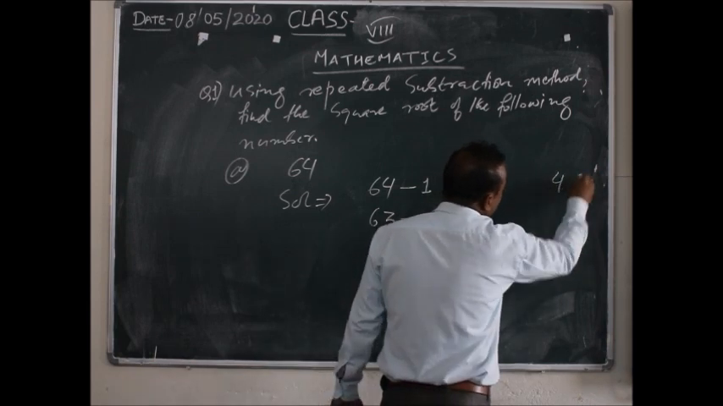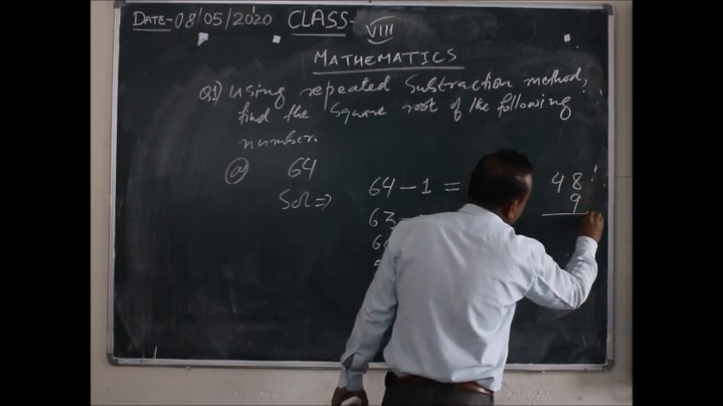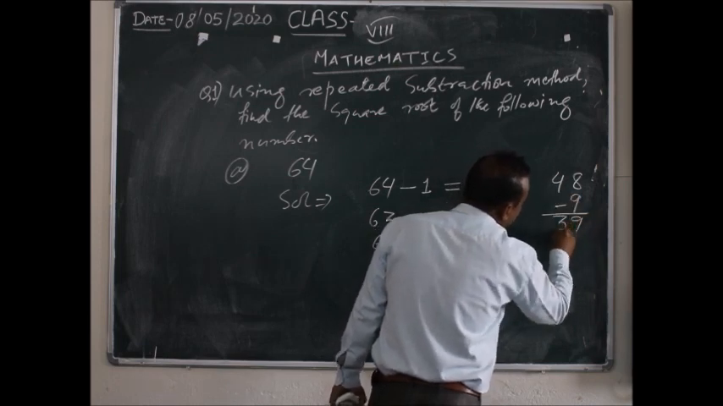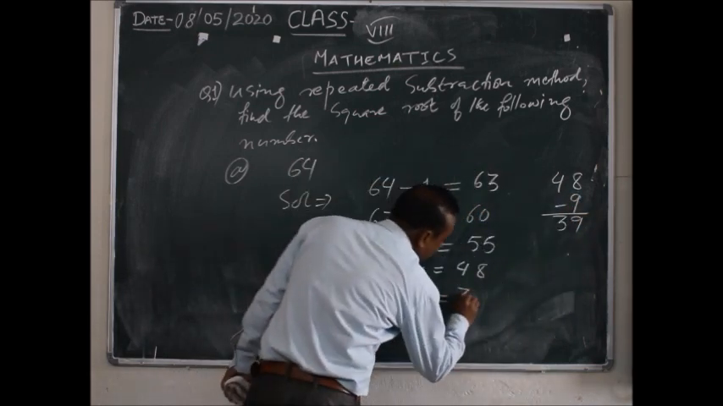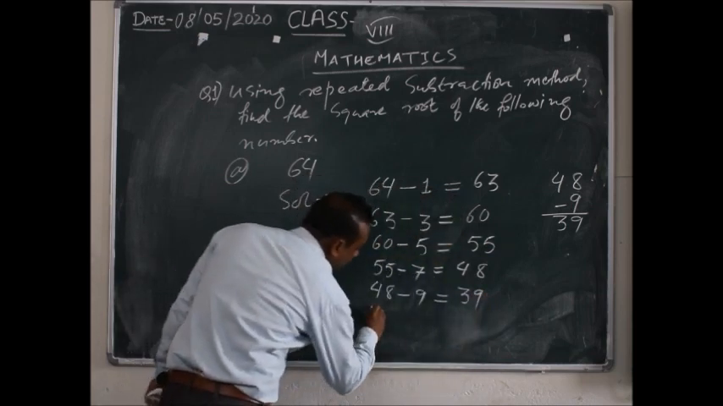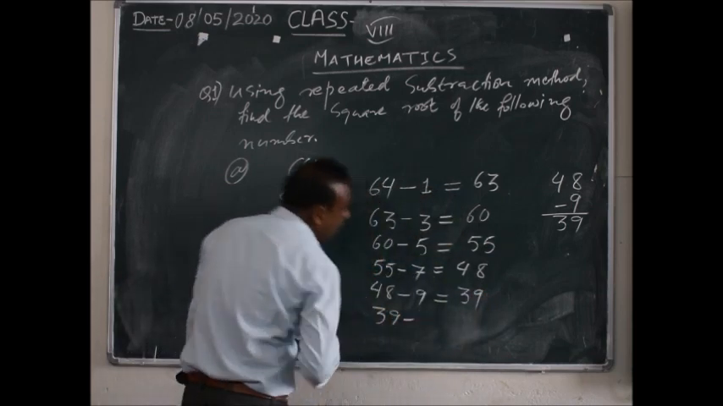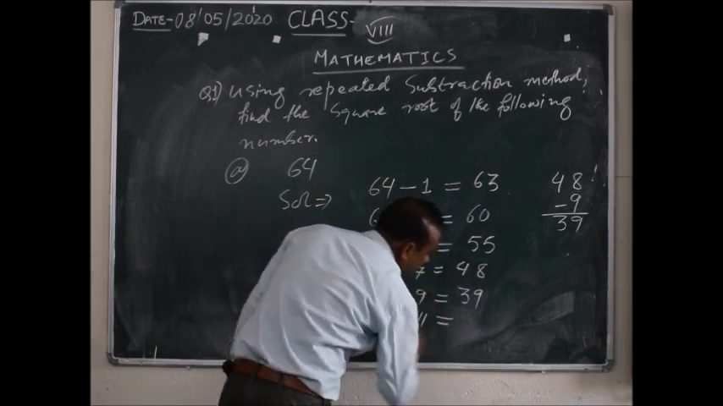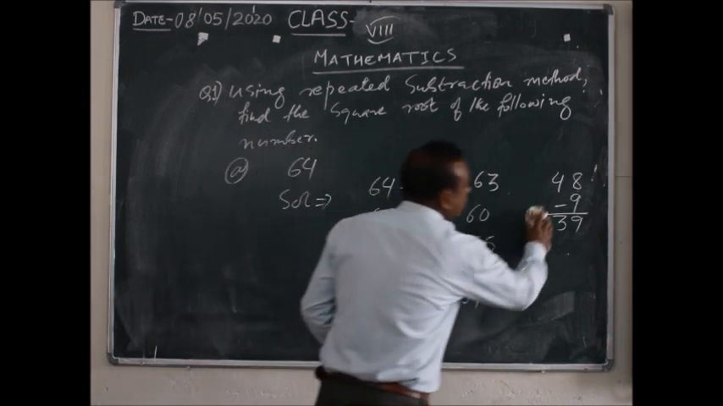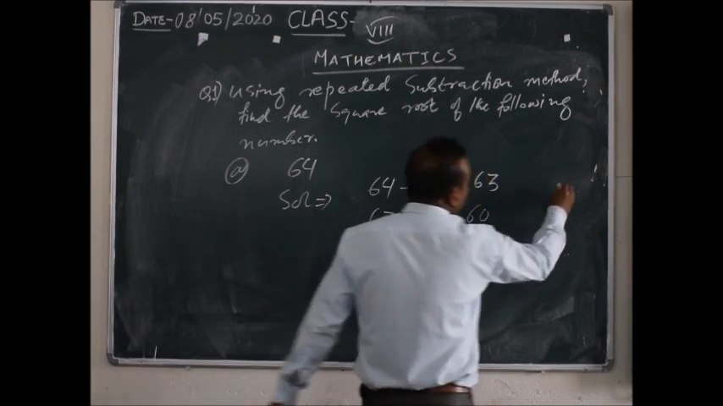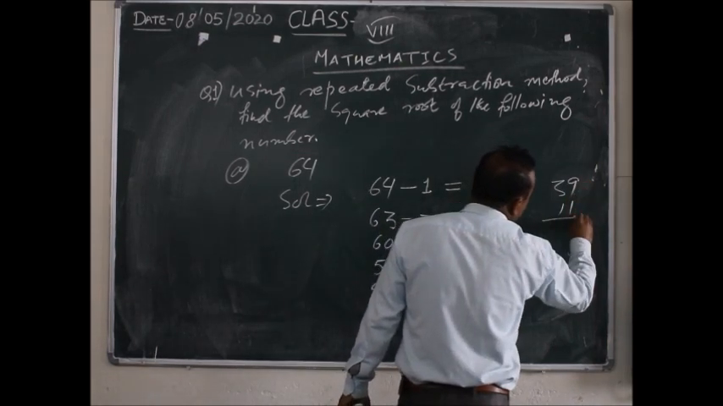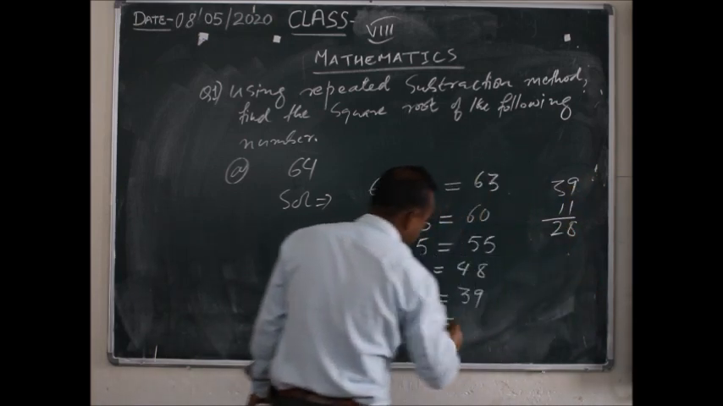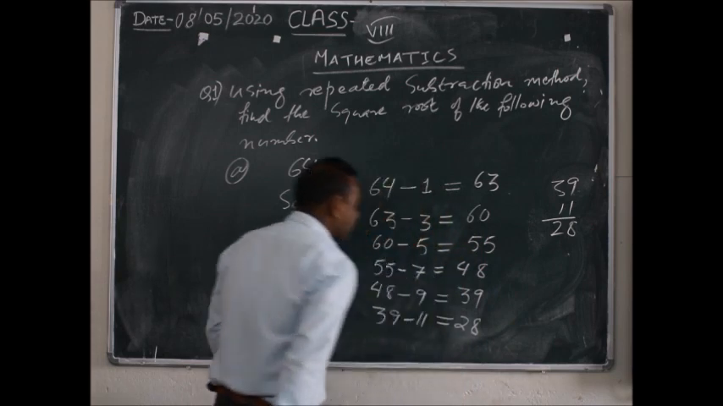48 minus 9, if you subtract it, you get 39. Now again you have to subtract 11, which is the next odd number. You can subtract in a row like this: 39 minus 11 gives you 28.